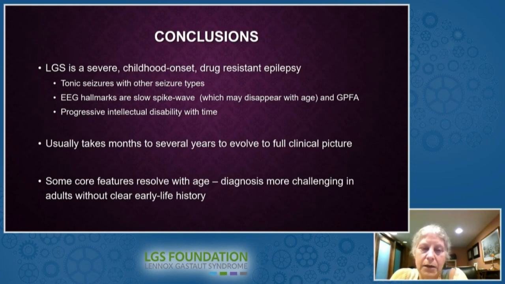People with Lennox-Gastaut typically evolve over months to years, and they really take that time to evolve to a full clinical picture. It is not uncommon for young children with other DEEs to evolve towards Lennox-Gastaut syndrome. So hopefully we can identify for some of those individuals that window where we might be able to jump in and intervene if we can identify a precision therapy. Some of the core features resolve with age, and so the diagnosis, I think, can be a little bit more challenging in adults without a clear early life history.